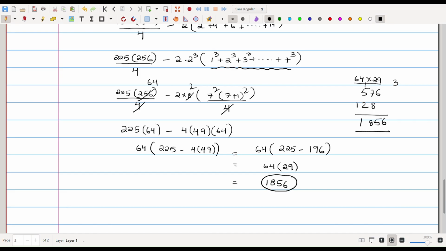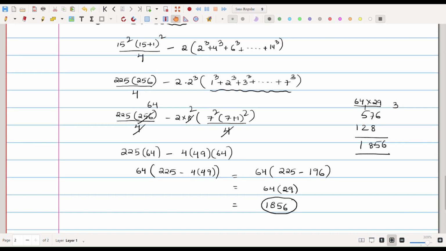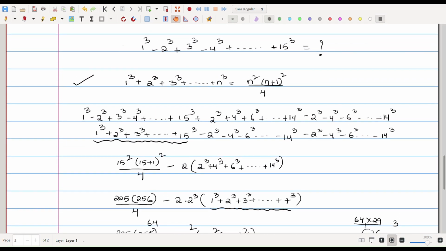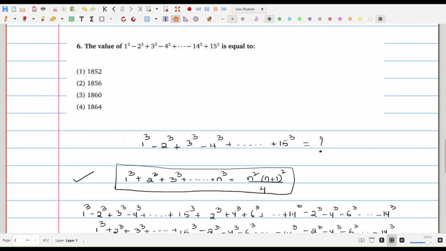We just need to apply only one formula, that is the sum of cubes formula, and do the calculation properly. This formula we need to use in the whole question. So the answer is 1856, which is option 2.